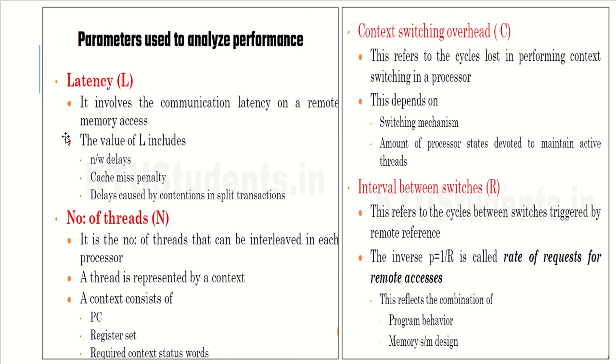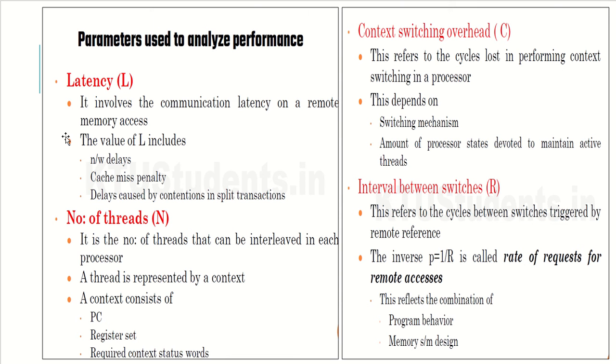Now, the third thing: you have multiple contexts, so there should be overhead in switching the context. That is the context switching overhead, which is the number of cycles you lose while switching the context from the current one to something else. That will depend upon the switching mechanism and the amount of processor state devoted to maintaining the active threads. Putting it all together, that is termed the context switching overhead.